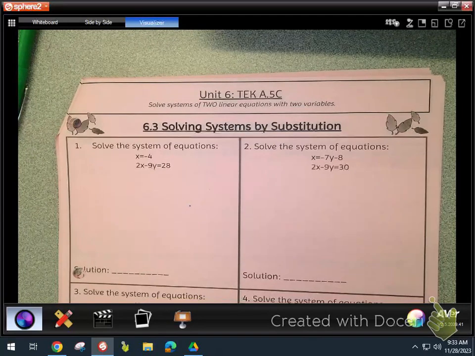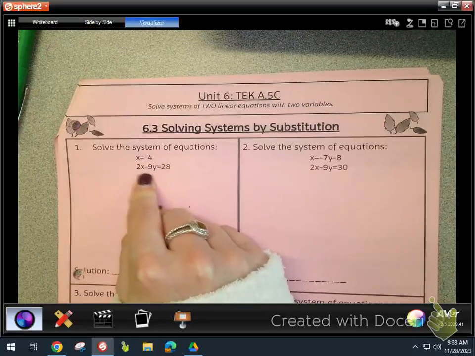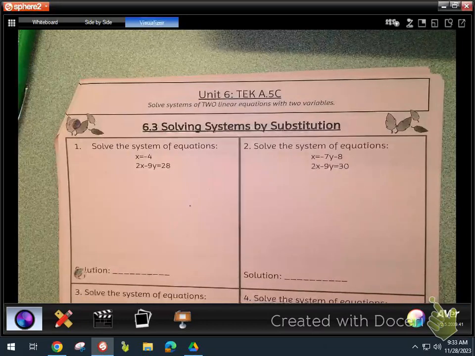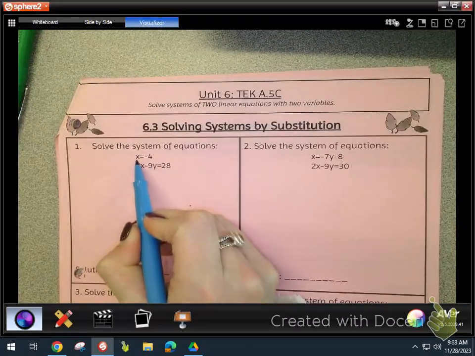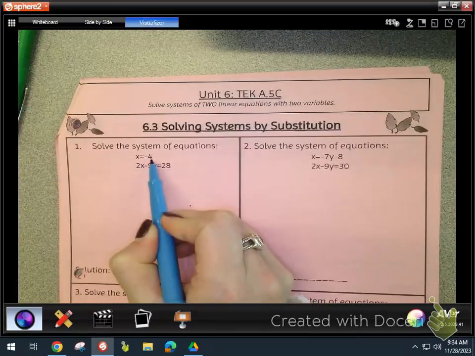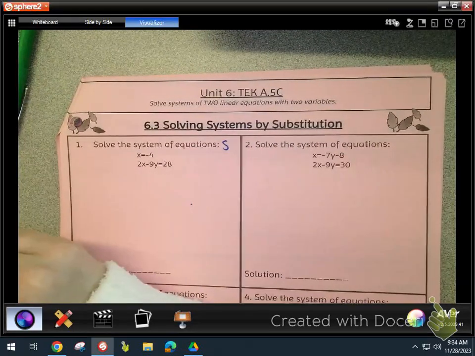Let's flip over, and we're going to try to knock out these next 2 pages, okay? All right, so it says to solve the system of equations. So we have x equals negative 4. And we have 2x minus 9y equals 28. So the first thing is I would do substitution because if you look at this first equation, x is solved for, x is isolated. So that would tell me, hey, I should do S for substitution, okay?